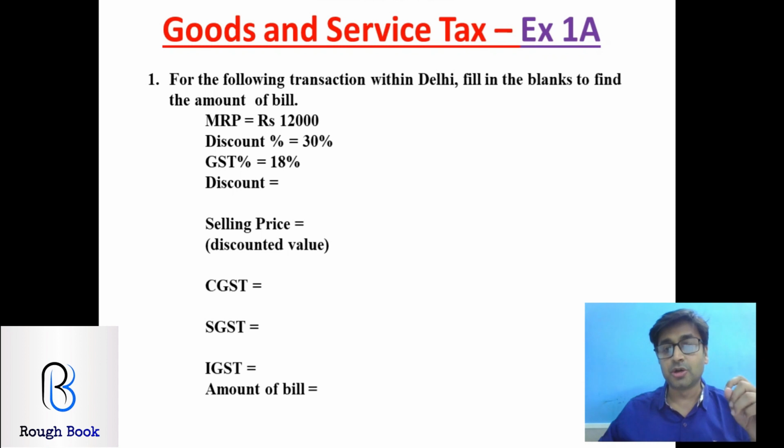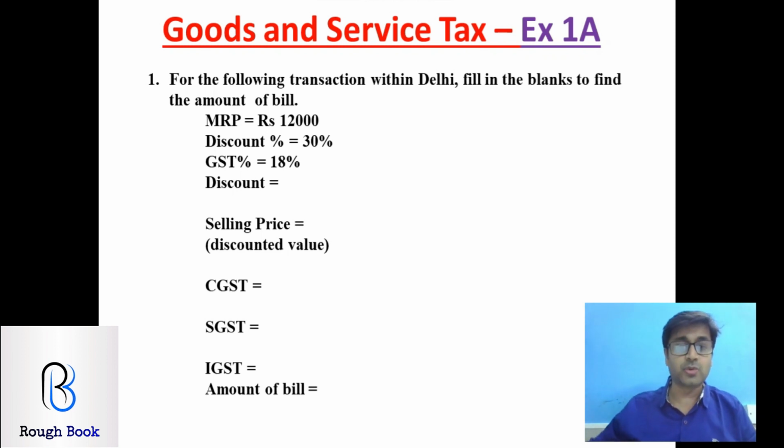If it is intrastate, do you remember what we got to do? Yeah, if it is intrastate, CGST, SGST. And they have written IGST also to confuse us. So whichever is not applicable, we're going to write nil over there, and the rest of the things we are supposed to write it. So fill in the blanks to find the amount of bill.